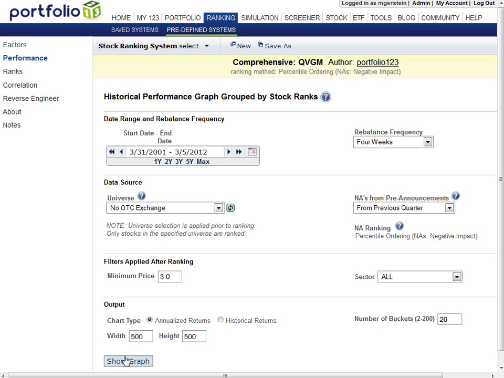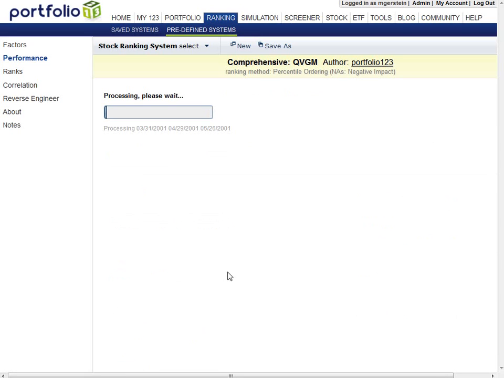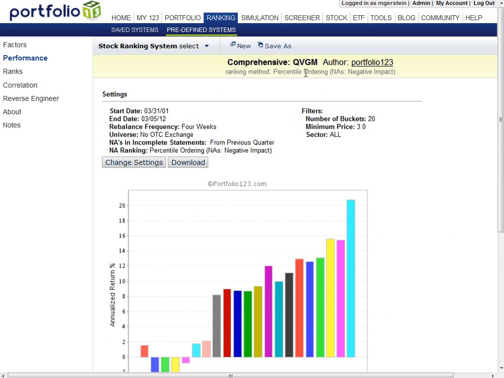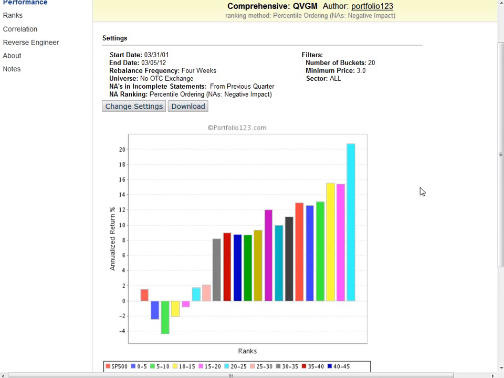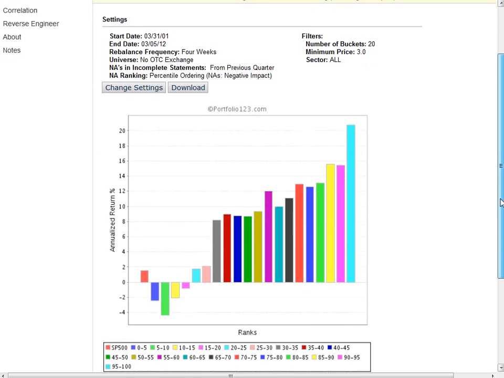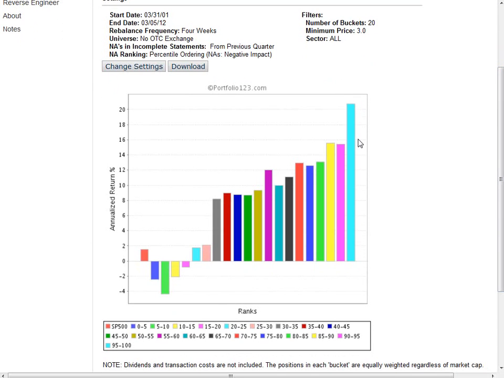Now I'm going to click here to get the graph. And remember, we're looking at the Portfolio 123 QVGM, Quality Value Growth Momentum Ranking System. And we've seen this chart before in connection with other ranking system performance tutorials. The 5% of the no OTC universe that's ranked highest, the performance is depicted by this bar. This bar depicts the performance of the worst bucket.